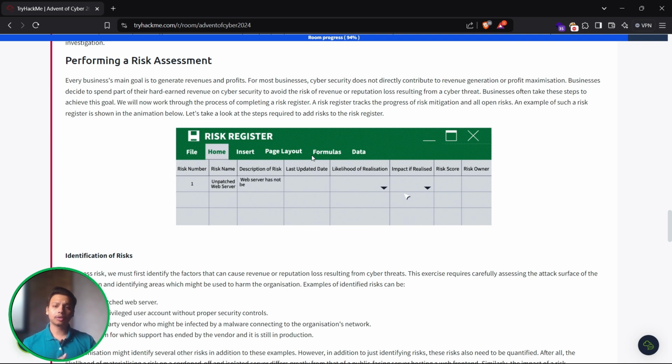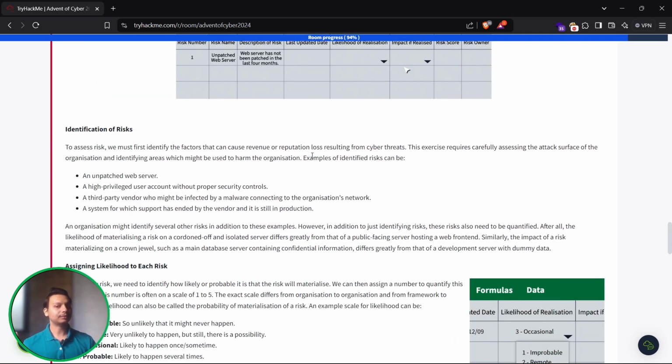We will now walk through the process of completing a risk register. A risk register tracks the progress of risk mitigations and all the open risks. An example of such a risk register is shown in the given animation, which we can see is in an Excel sheet. So, identification of risk: how can we identify it?